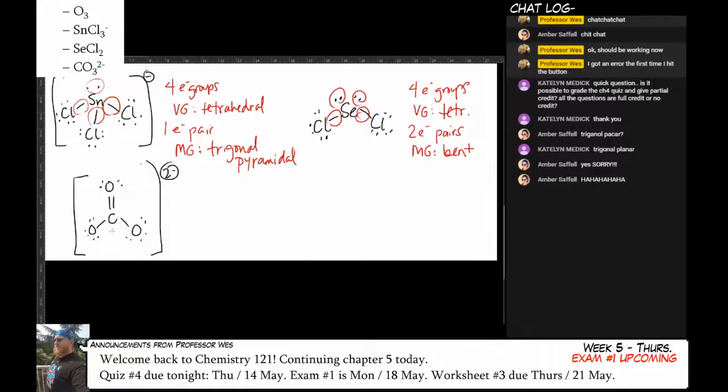And so we'll circle the electron groups around the central atom right there. 1, 2, 3 electron groups. Means that its VSEPR geometry is trigonal planar. And the molecular... Oops, hold on. Of those 3 electron groups, there are no electron pairs on the central atom. And so its molecular geometry will therefore be the same as its VSEPR geometry, trigonal planar.